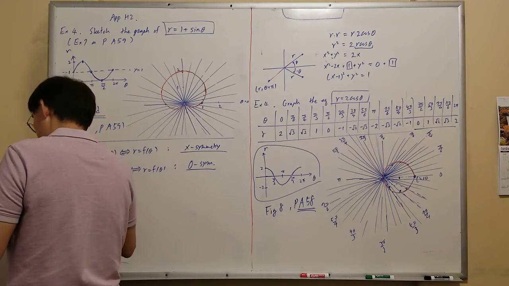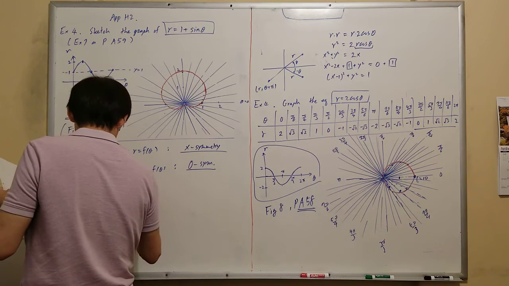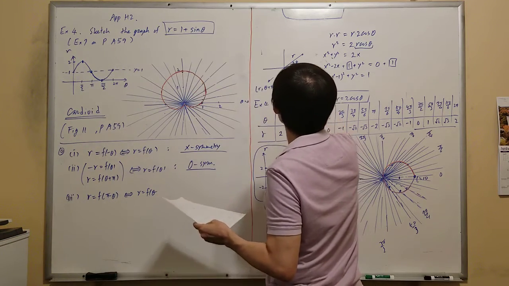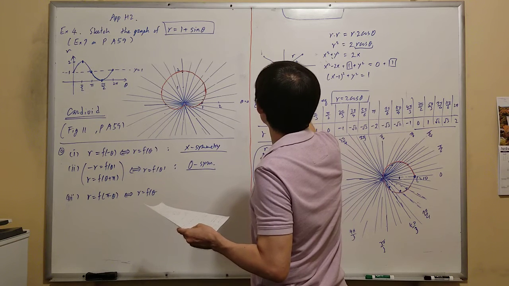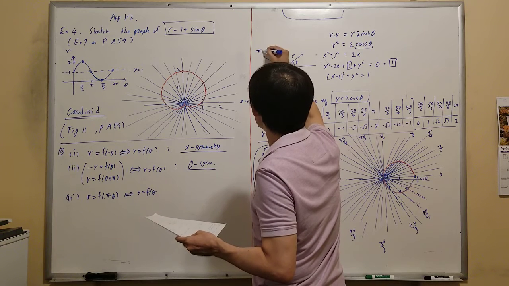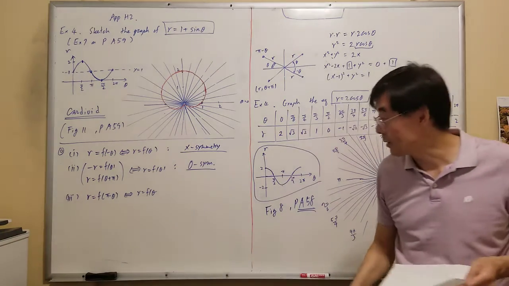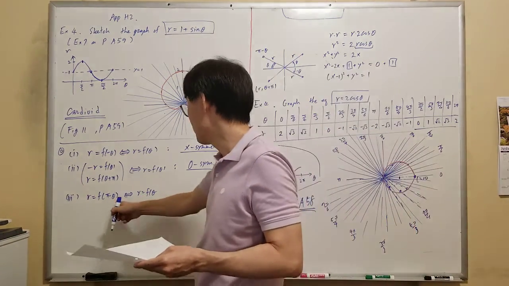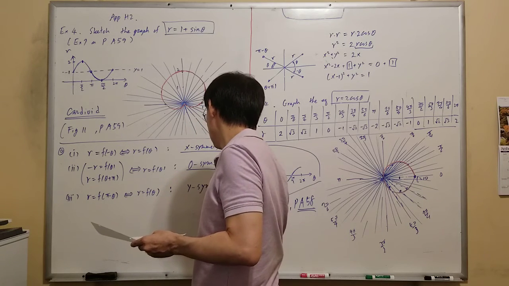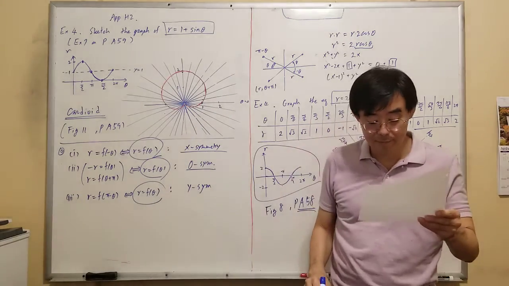Thirdly, if r equals f of pi minus theta, r equals f of theta. Pi minus theta will be, see, if this side is theta, this will be pi minus theta. Same r. Okay? That's the reflection to the y-axis. So r equals f of pi minus theta is the same as the original equation. Then you have y symmetry. The graph of this will have the symmetry. Okay?